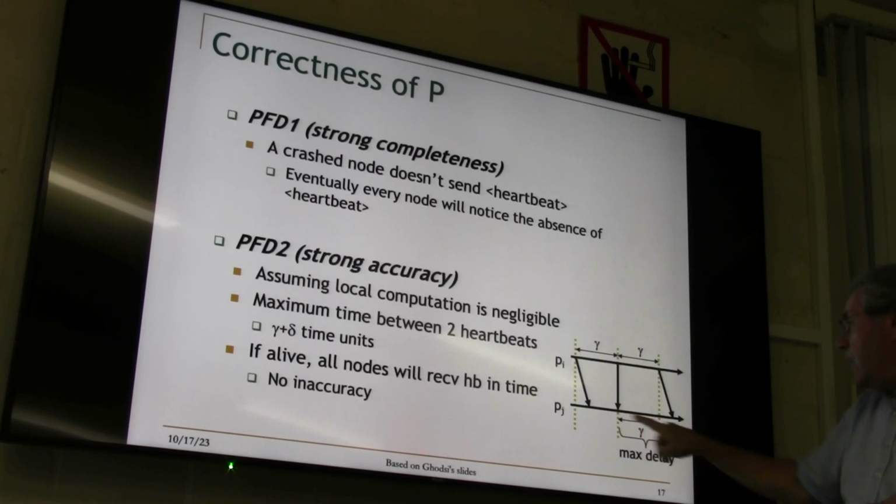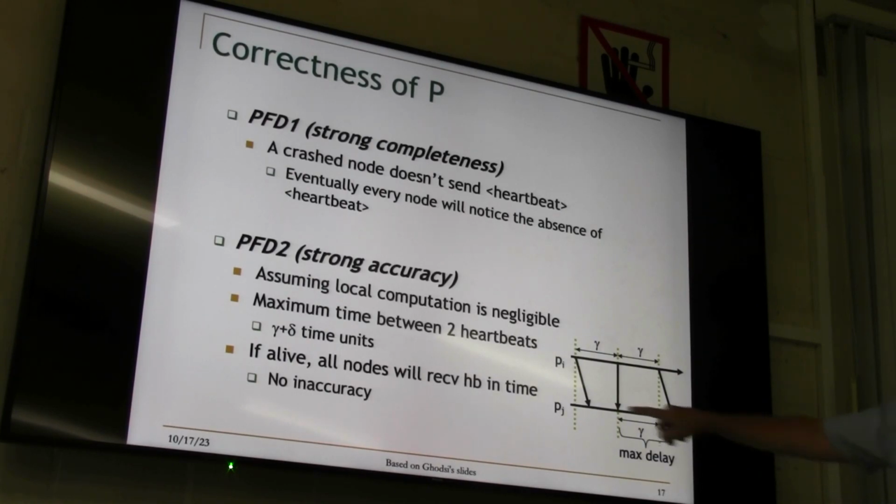That means if the node is alive, then you must receive that. So if you don't receive it, you're guaranteed the node is dead. You must have received it in this interval, okay? And that means that you will not make a mistake, okay? You will not erroneously think that the node is crashed. Okay, so that is the perfect, that's easy.